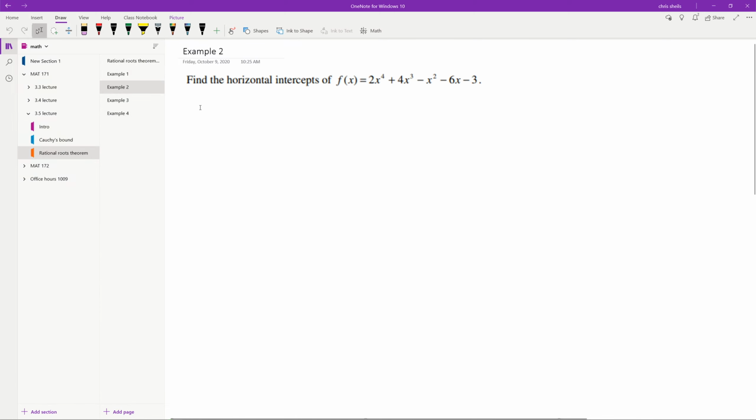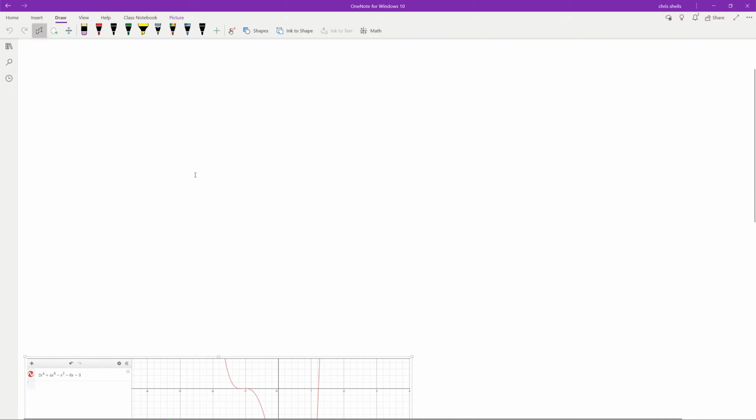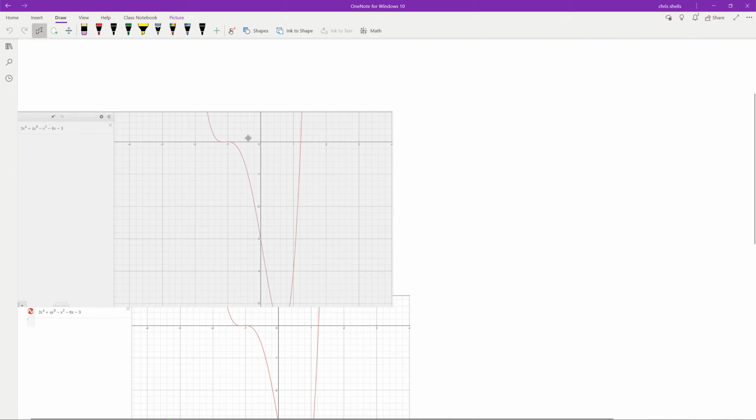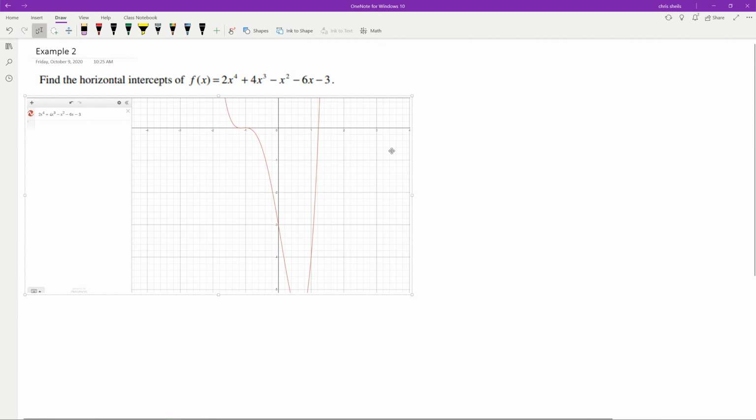So let's look at another example here. Let's find the horizontal intercepts of that same polynomial. This is the same polynomial that we've seen already. In order to do this, first we really want to graph this thing. You can do this in a TI-83 or TI-84 or a Casio equivalent. So this is what the graph of this function looks like.